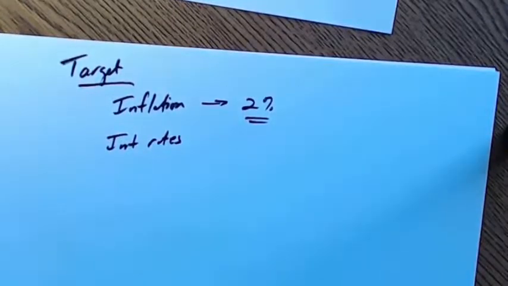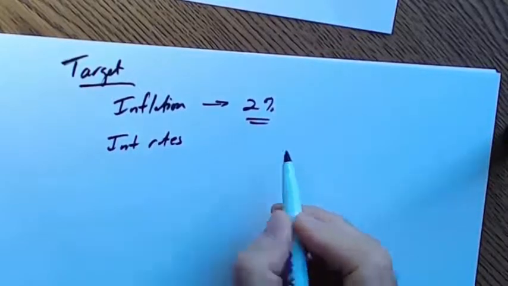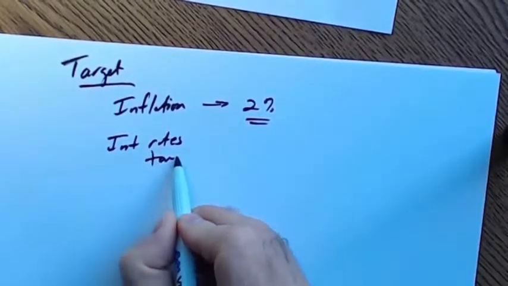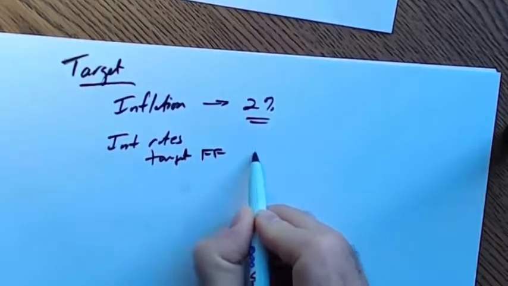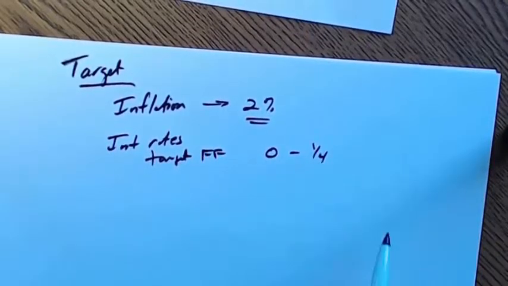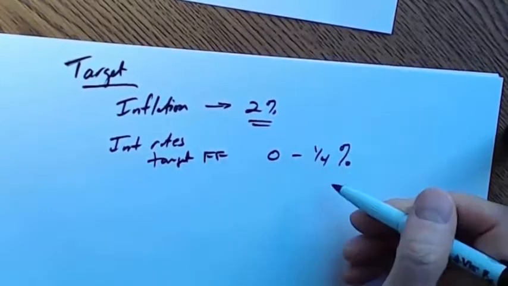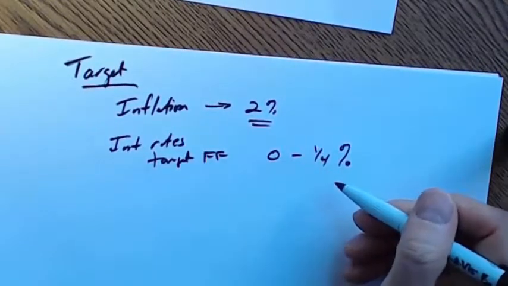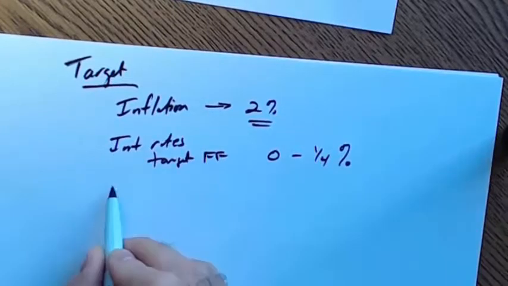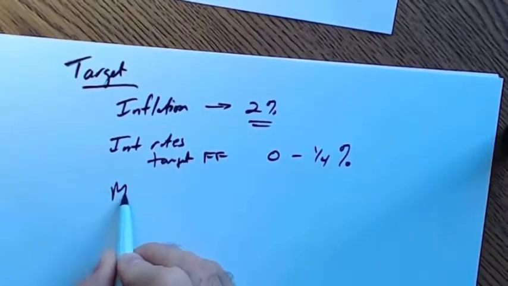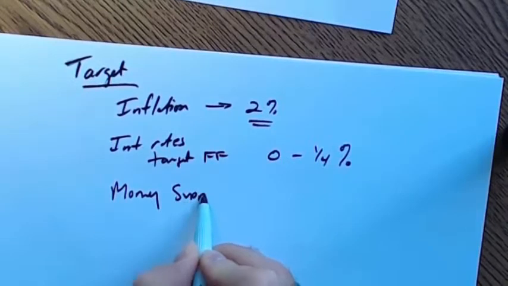And so the Fed targets interest rates and says, look, we want to have a targeted, for example, right now we have a targeted Fed funds rate between 0 and 1/4%. I mean, both of these things are spelled out in the press releases that come out. We've seen that in the past. There's also a third way of targeting things, and that's money supply growth.